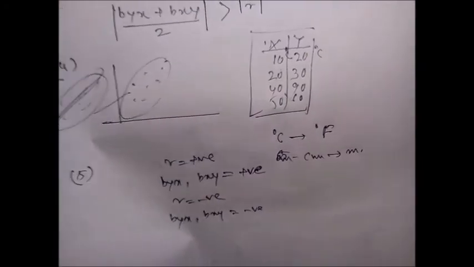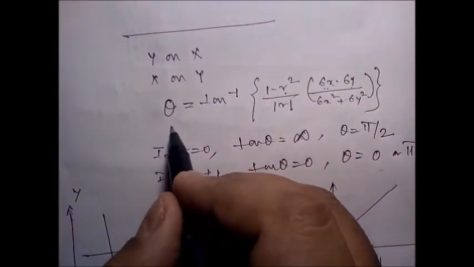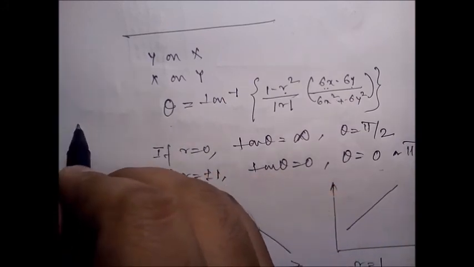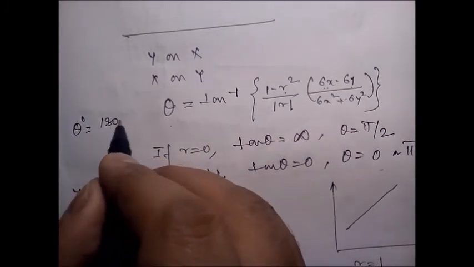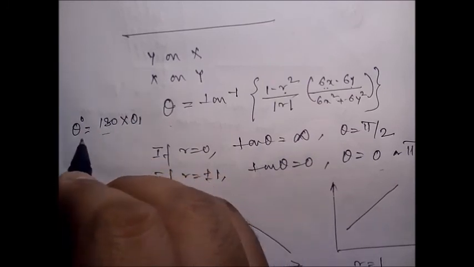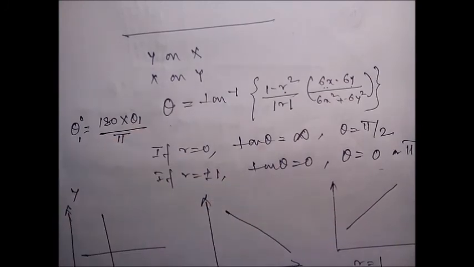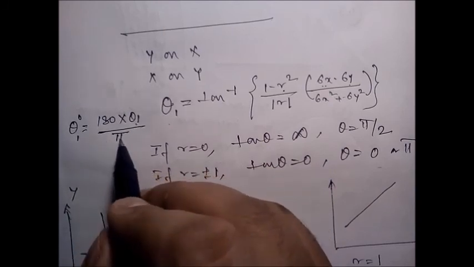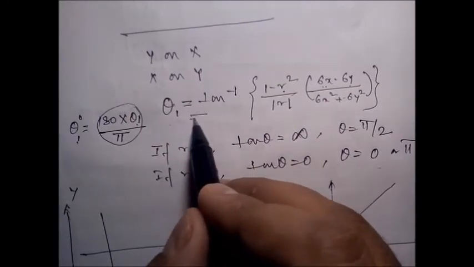Now one more thing I have forgotten to explain. Here theta is in radians. To convert this into degrees, we have to multiply by 180 and divide by pi. Suppose it is theta 1, which is in radians. If you multiply theta 1 by 180 by pi, the answer is in degrees, and the answer of theta 1 itself is in radians.